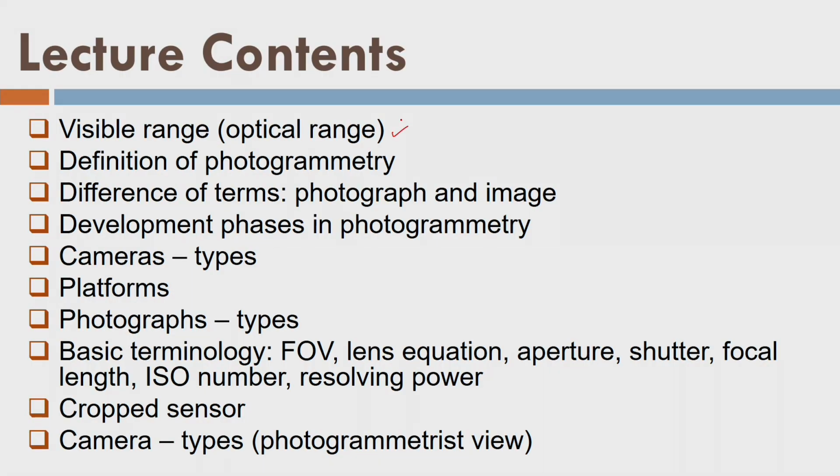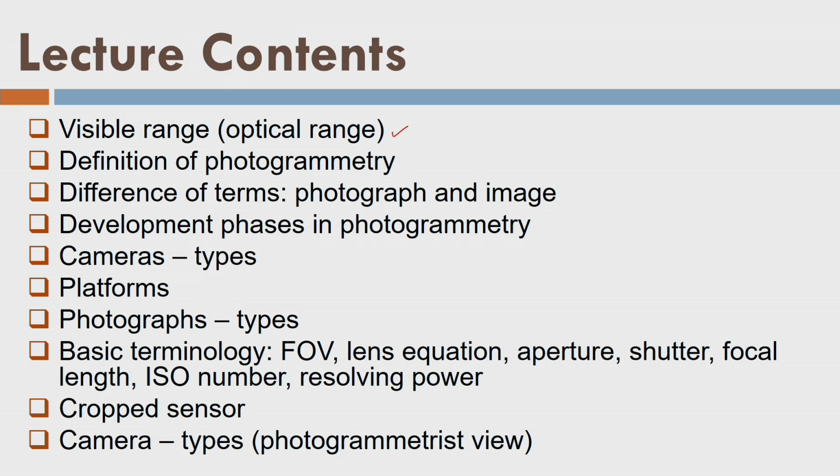So, let us start. The first thing is that we will talk about the visible range or optical range, then the definition of photogrammetry, then what is a photograph and what is an image, then the development of photogrammetry, then the different types of cameras, the platforms that carry the camera in order to acquire the image, and then the types of photographs.